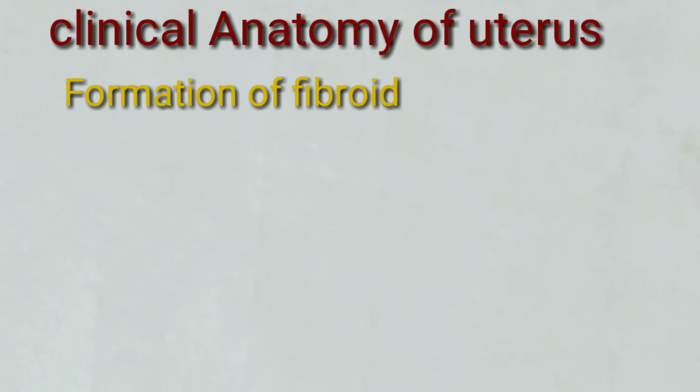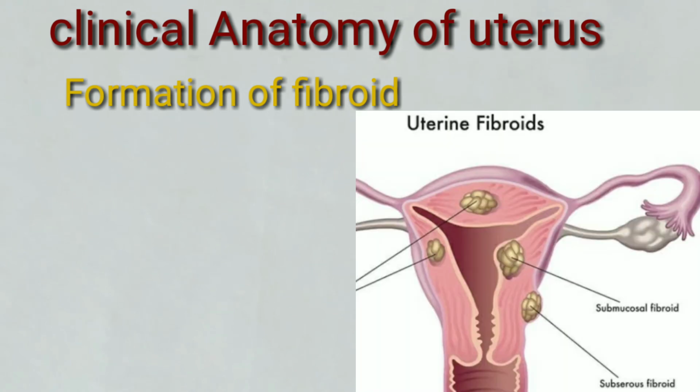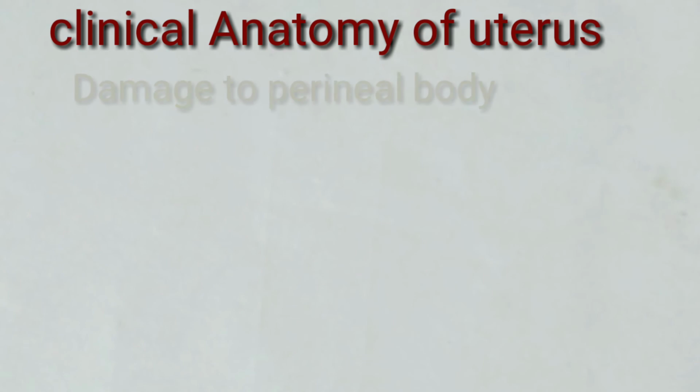Now come to the formation of fibroids. The uterus is a common site of formation of fibroids. You can see here on the pictures. Fibroids are non-cancerous growths in the uterus that can develop during a woman's childbearing years.